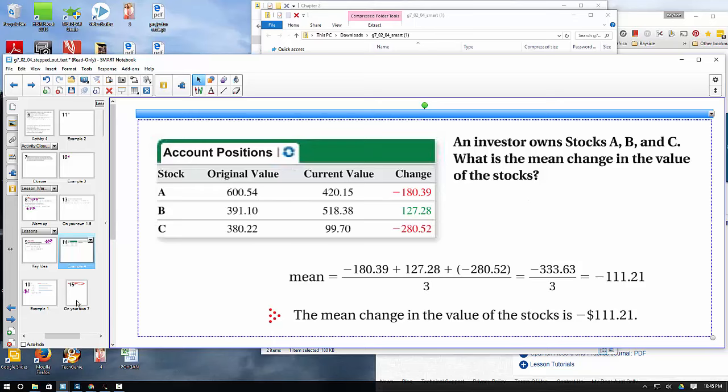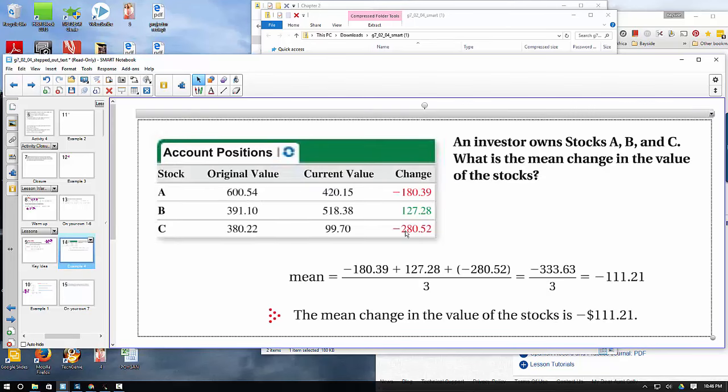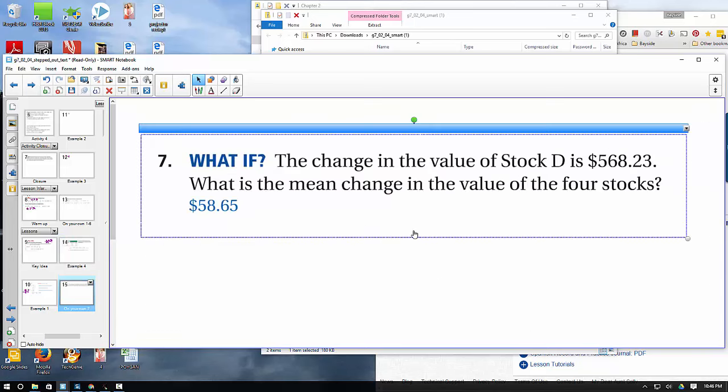Now this next one's going to ask, what if I added this value to it? So if I added $568.23 to these numbers here, my answer will now be positive if I add 500, but then I'll divide it by 4, right? So it's $58.65.